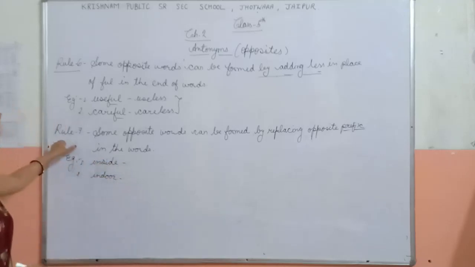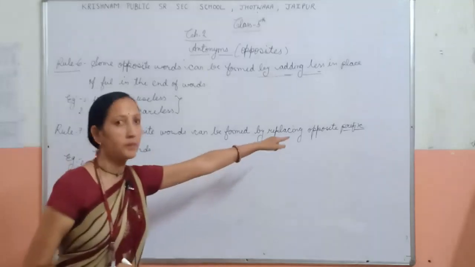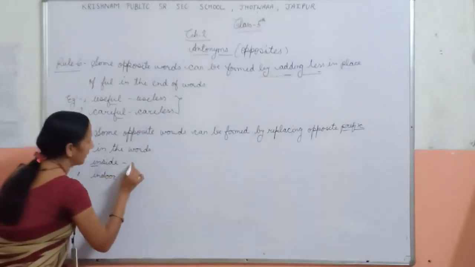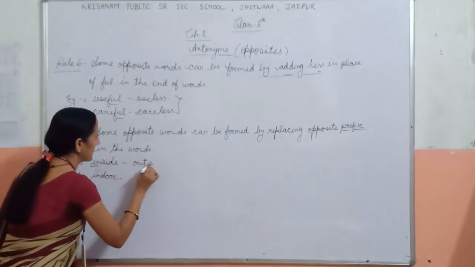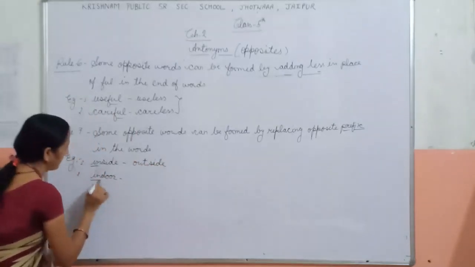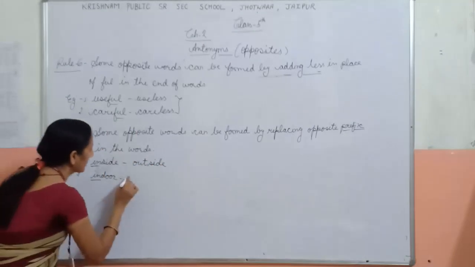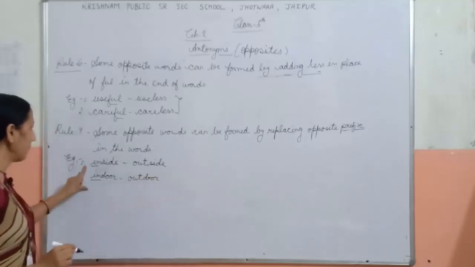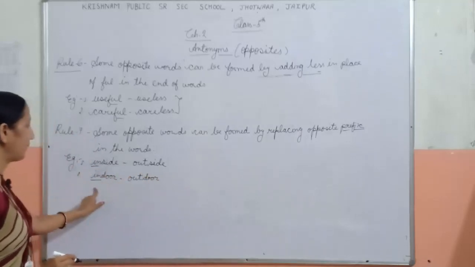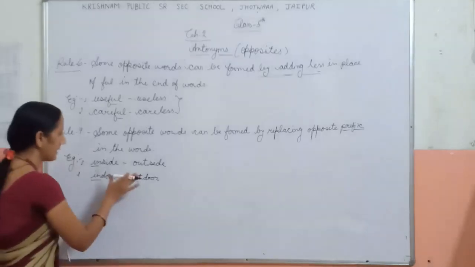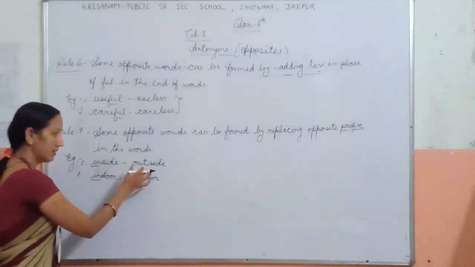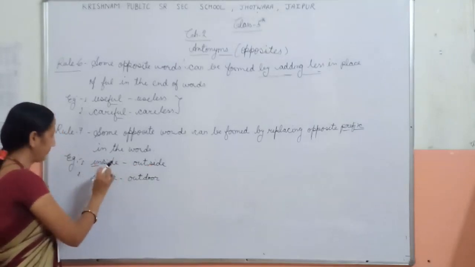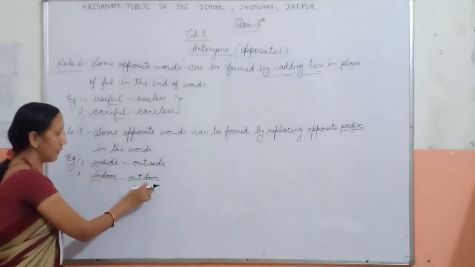I said in this rule number 7, replacing the opposite prefix. So we change our prefix. Our prefix is in, so I write outsight here, and I change in to out, outdoor. So now they become insight, outsight, indoor, outdoor. Now these are opposites of each other. Indoor is the opposite of outdoor, and outdoor is the opposite of indoor.